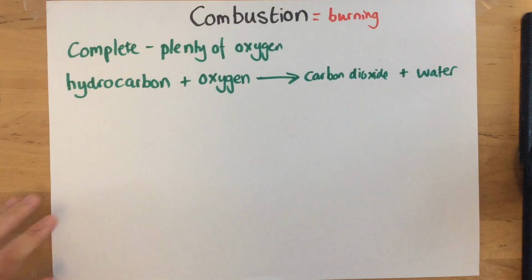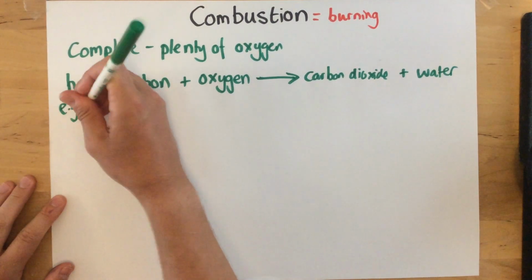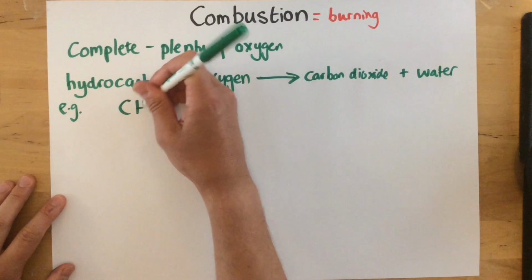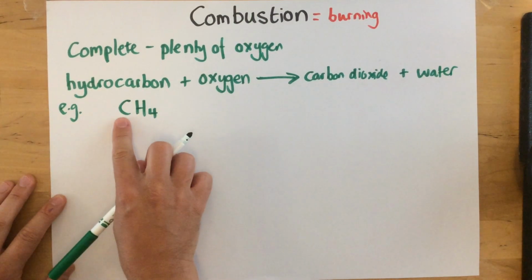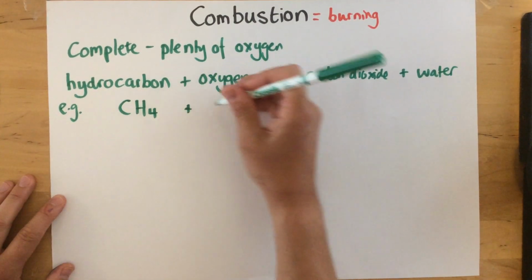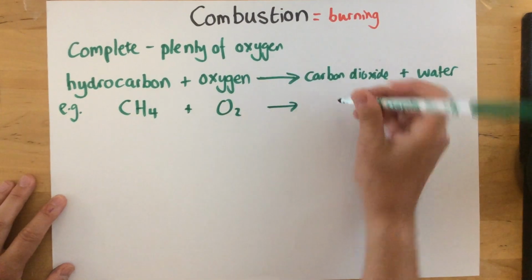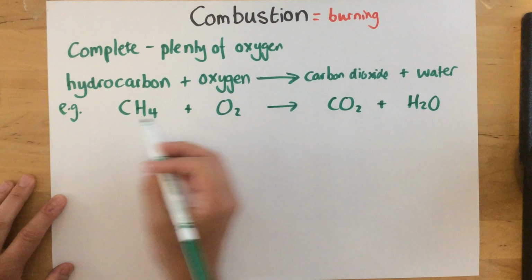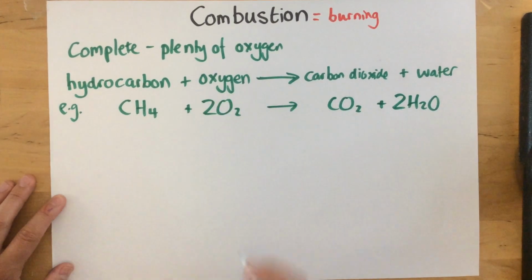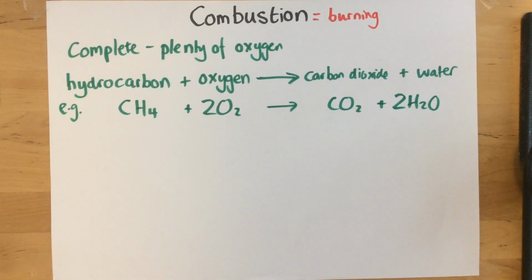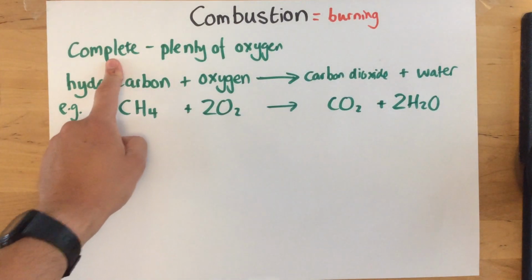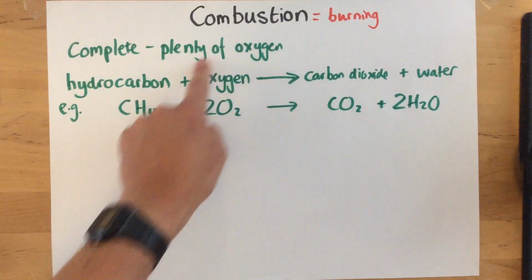Now, I'm just going to show you an example underneath, just to show an example of a symbol equation. So let's say we had a hydrocarbon of methane, which contains only carbon and hydrogen. We react it with oxygen and we get carbon dioxide and water. I'll just quickly balance this. Okay, so as you can see, these are the two products we always get during complete combustion, when there's a good supply of oxygen.